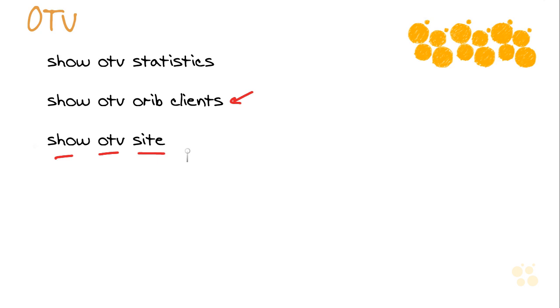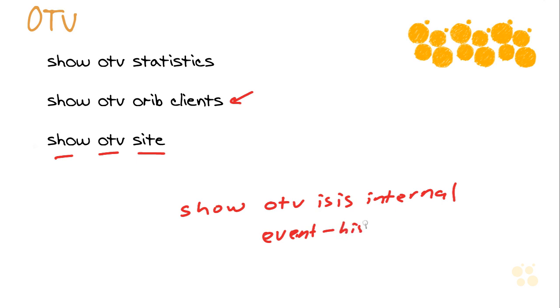By the way, if there is any issue in establishing an OTV ISIS adjacency, something else we can do is look at the ISIS adjacency log. You would do this with show OTV ISIS internal event-history adjacency. So this command is a mouthful, but this will allow us to see the adjacency log and perhaps track down problems.